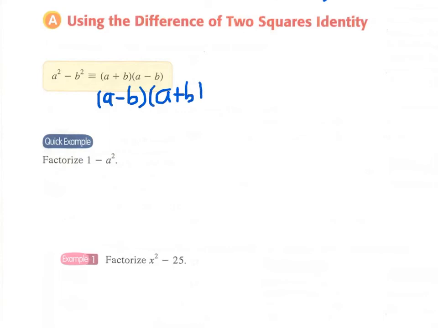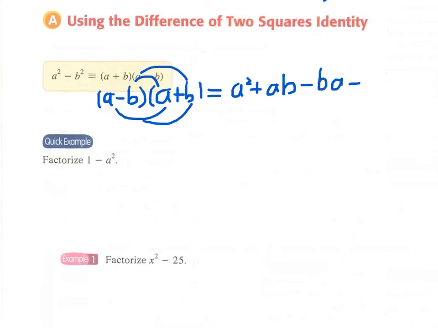And this expression can be easily proved by expanding the right-hand side. We have a squared plus ab and then minus ba minus b squared. And we cross out these two terms, ab minus ba. They cancel out each other, and we come up with the expression a squared minus b squared equals the right-hand side.